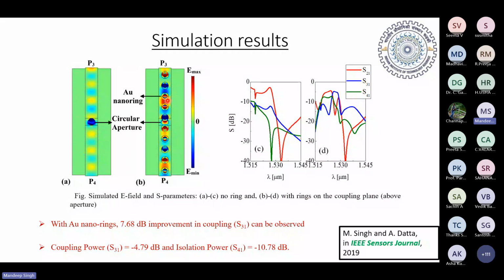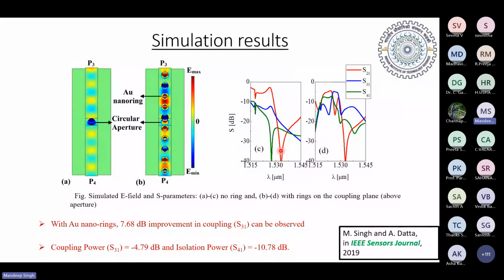Okay, so once we propose this sensor, we are struggling with the strength. You can see the strength of the field is very less, and due to the more metal loss. To overcome this, we have put these gold nano rings, and the strength is increased. Because it is a third port, we have to see the S31 parameter.